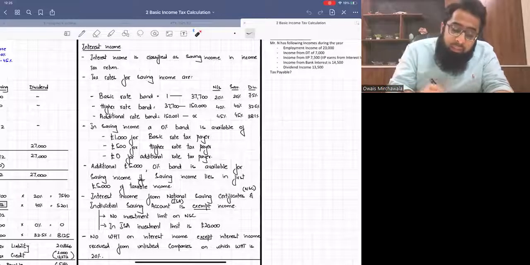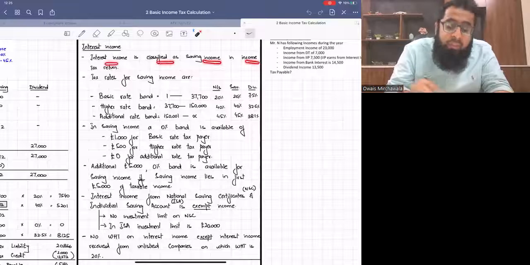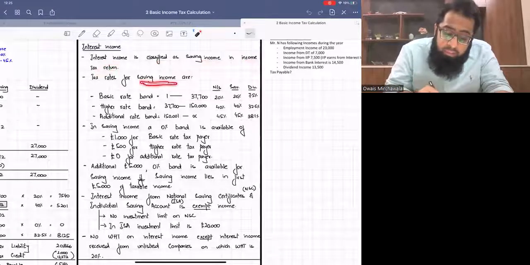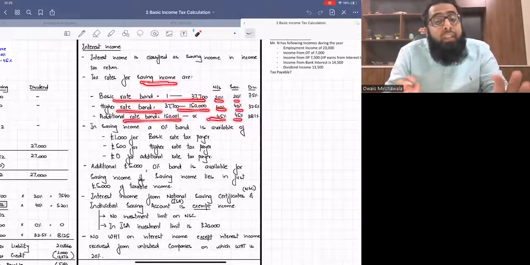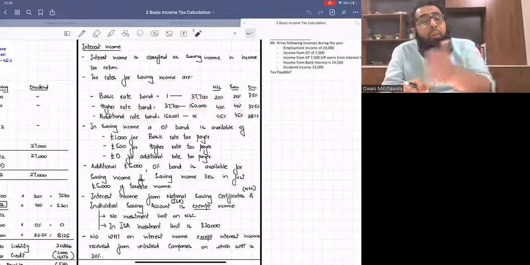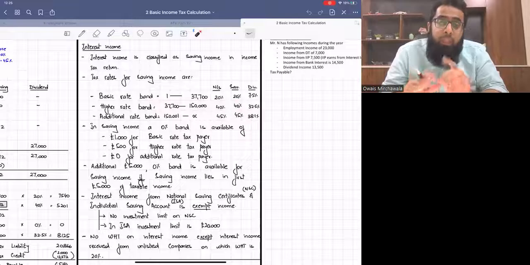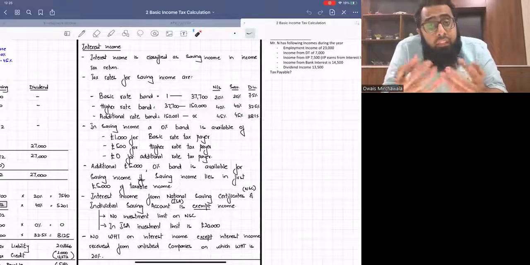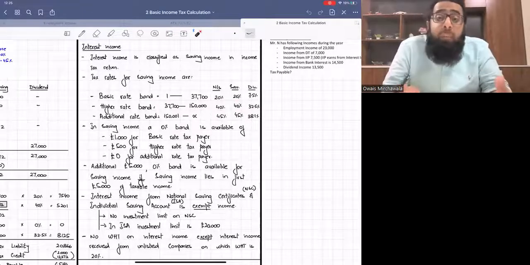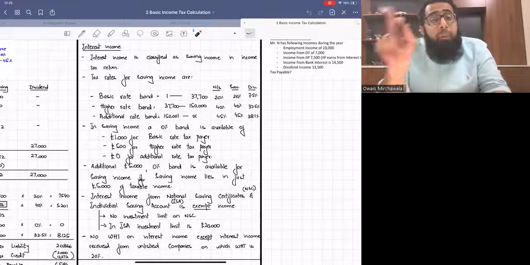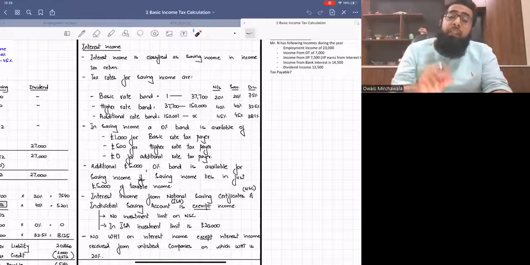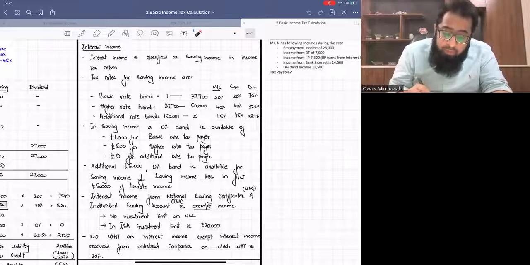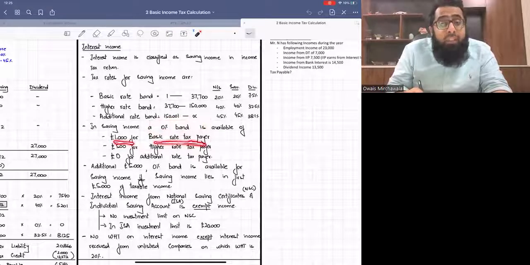Listen to me. Interest income is classified as saving income in the income tax return. The tax rates of saving income are the same as non-saving: 20, 20, 40, 40, and 45, 45. But the difference is that in saving income, there is a concept of a 0% band. If you remember, in dividend income, there was also a 0% band. In saving income also, there is a 0% band, and this is £1,000 for a basic rate taxpayer.